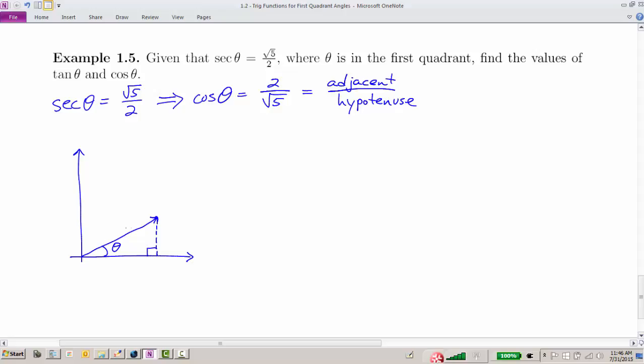We know that the adjacent side is length 2. That's this side right here. The hypotenuse has length root 5. And so our unknown side is the vertical side here, which I'll call y. And we can use Pythagoras to solve for that side.